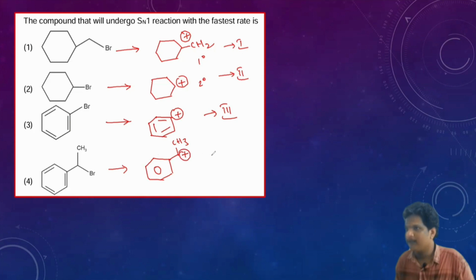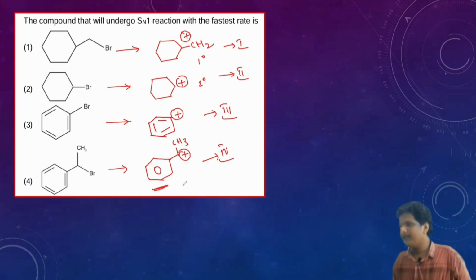So this is my carbocation, so I will take it as 4. Now if you consider all these four carbocations, this carbocation is more stable because of resonance stabilization, which looks like an allylic benzylic carbocation. So due to resonance, it will be more stable. Now coming to this one, it is a primary carbocation, and this is a secondary carbocation. As we know, a secondary carbocation is more stable than a primary carbocation. So this is the less stable carbocation.